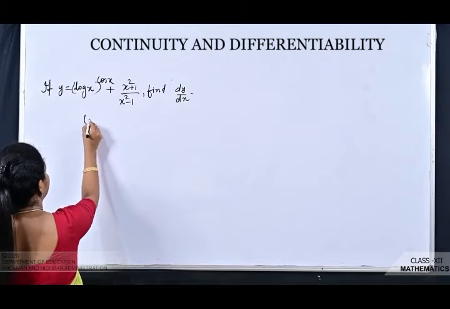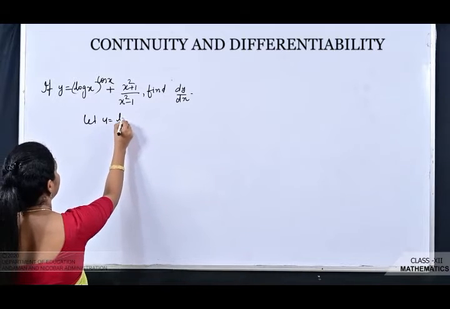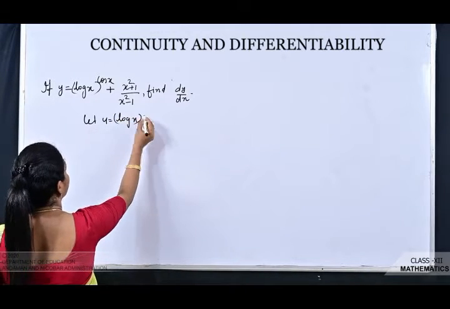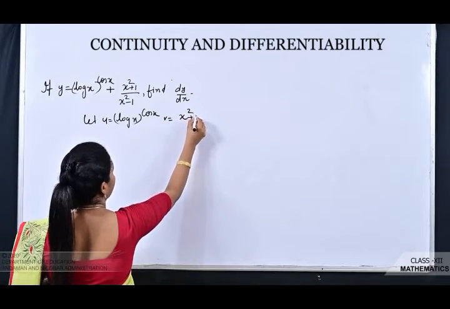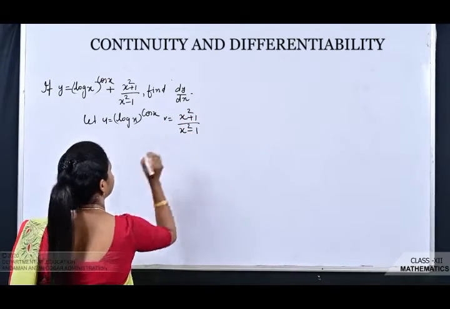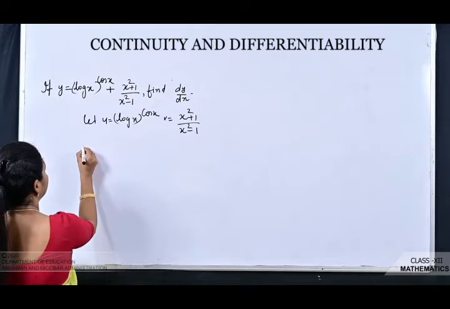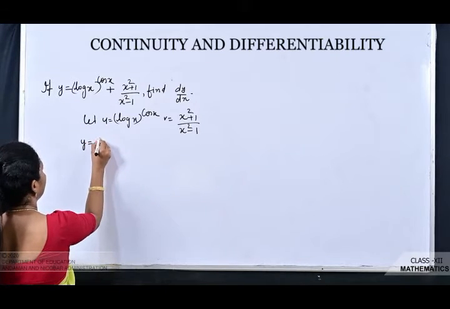Again, you have to take let u is equal to log x to the power cos x and v is equal to x square plus 1 by x square minus 1. Now then y will be what? u plus v.